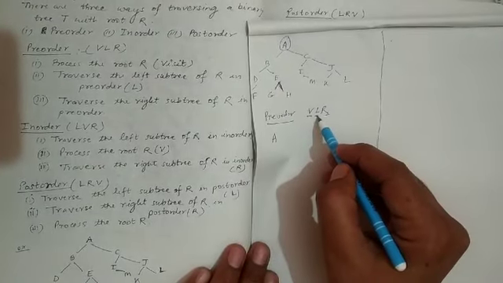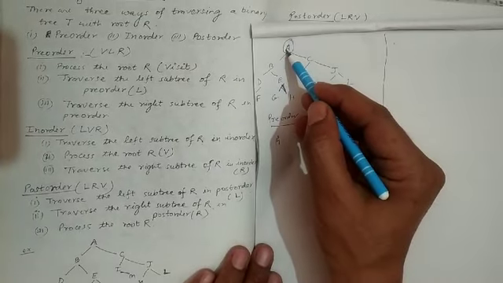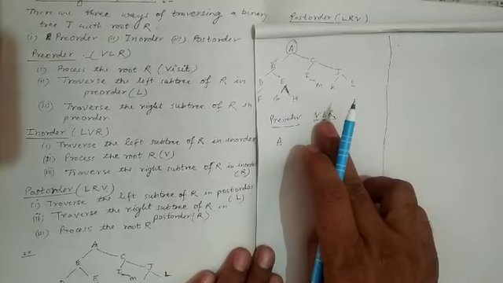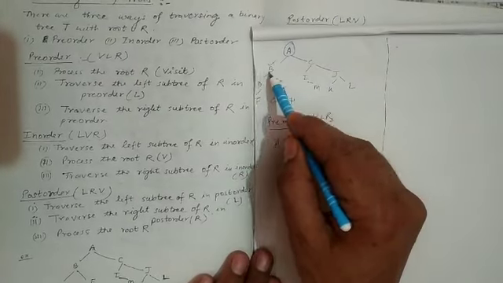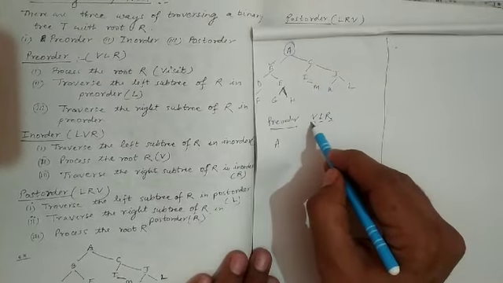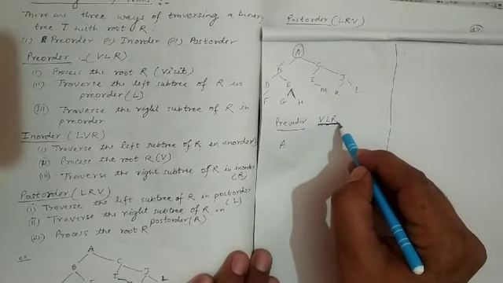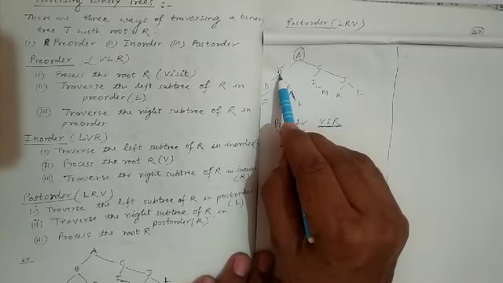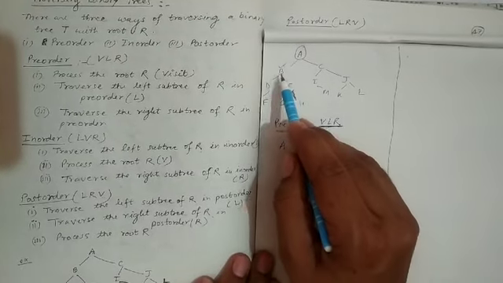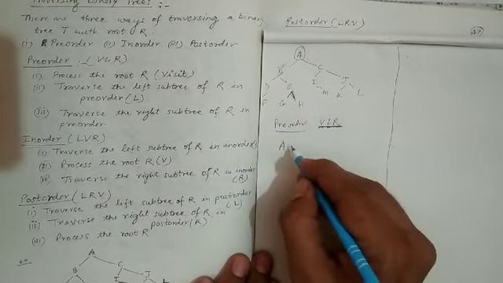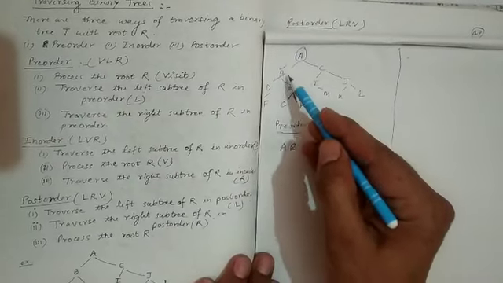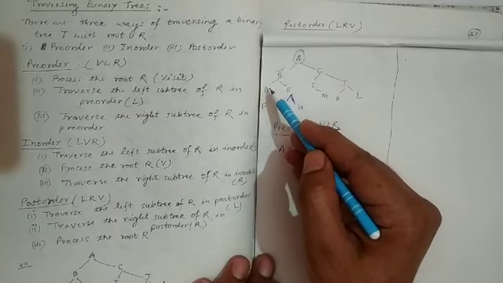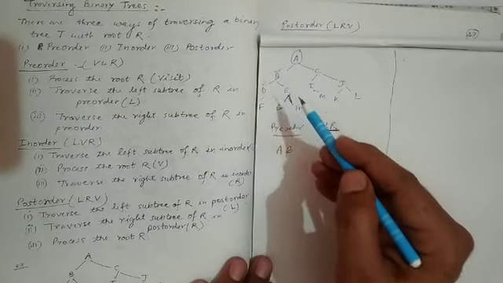Now the second part is saying move left side. So left side is what? B. So it will move to B. Again this function will be recursively called, so VLR will be called over here again. VLR says that first visit the node, so B will be visited here. Again the second part says move left side. So you will move left side. Left side is D. So you will move here to D.